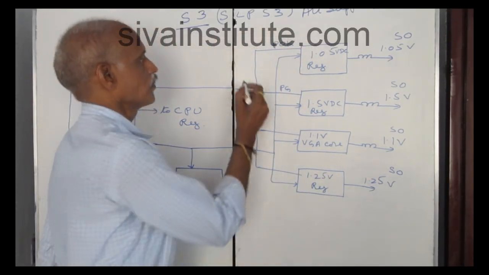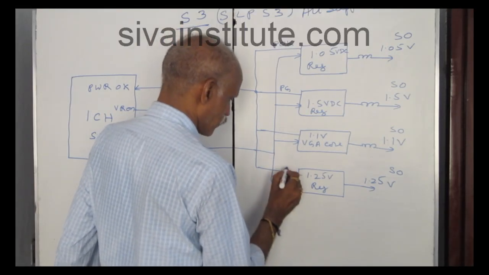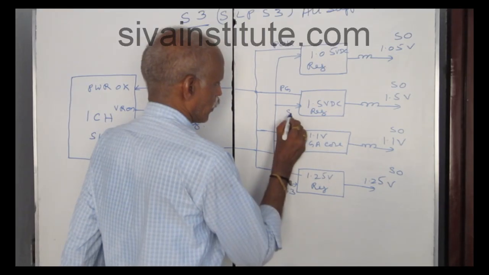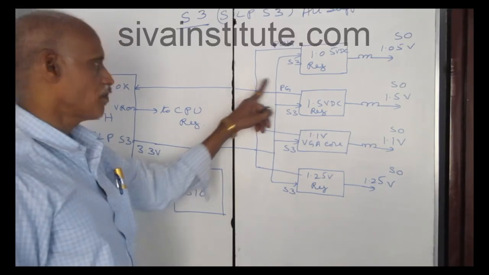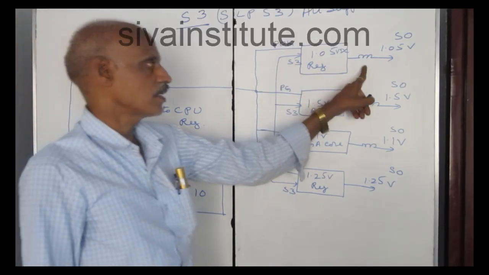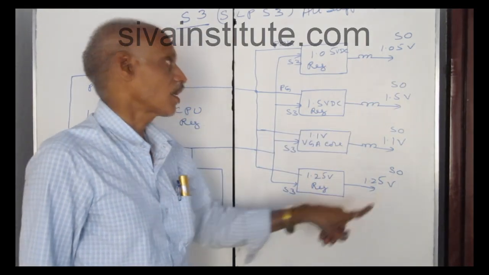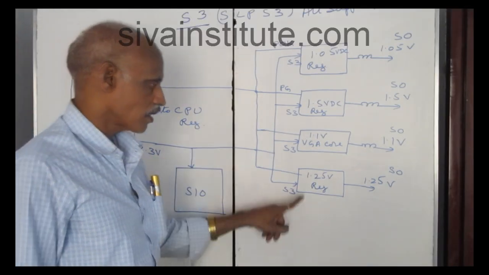When you give this S3 command, when you give S3 3.3 volts, the output voltage comes out from this IC. This is S0. S0 means run power. This SLP S3 goes to all regulators.